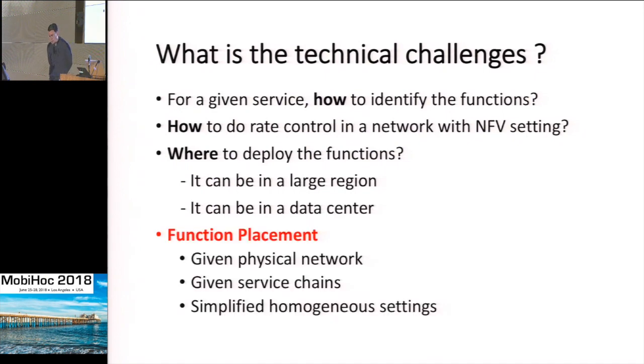Now, in this work, we focus on a specific problem in NFV. Basically, it's a function placement problem: given a physical network, and given a set of service chains, how can we do the placements? And here we make a simplification that we assume a homogeneous setting, which means that each function takes a unit cost.